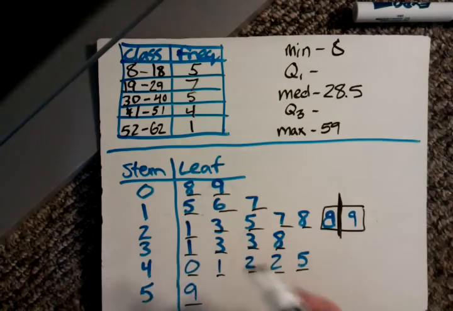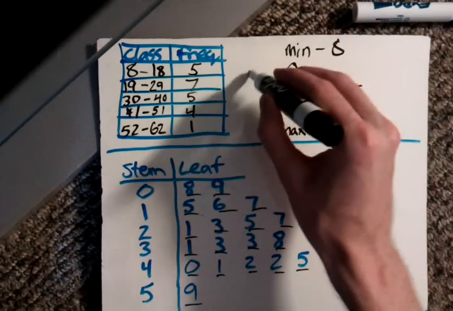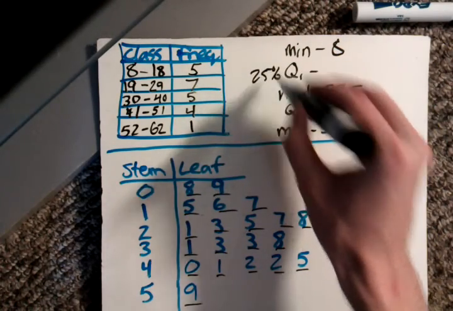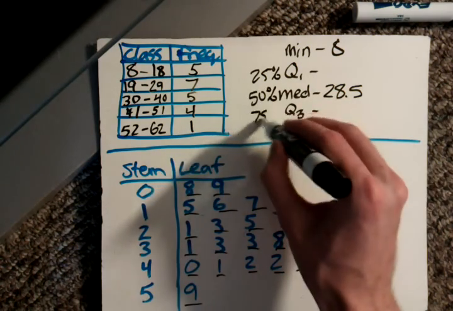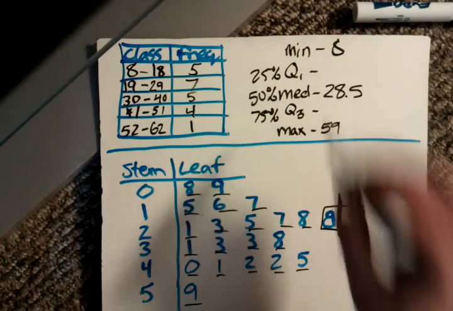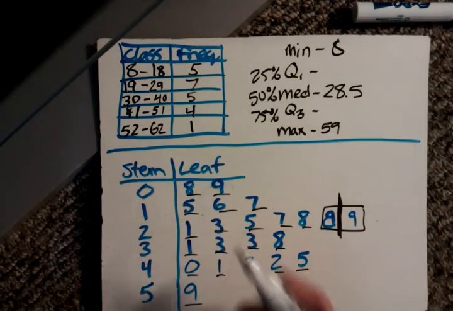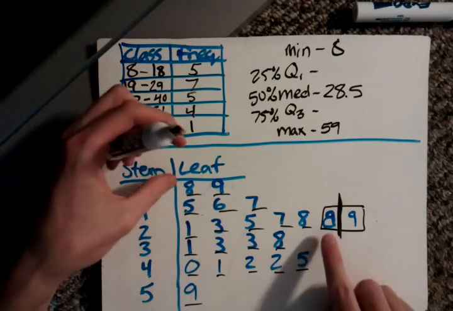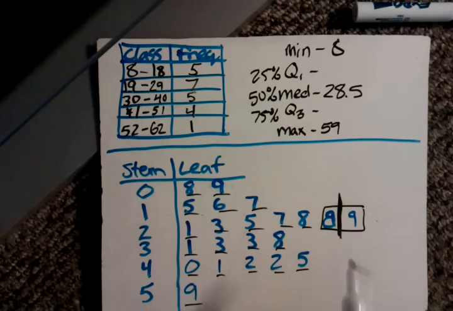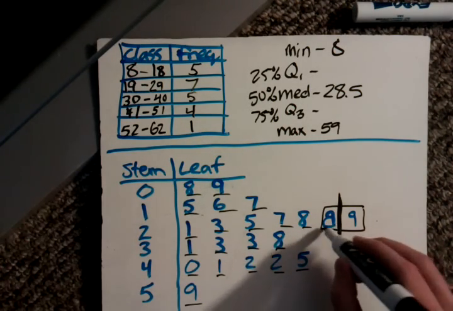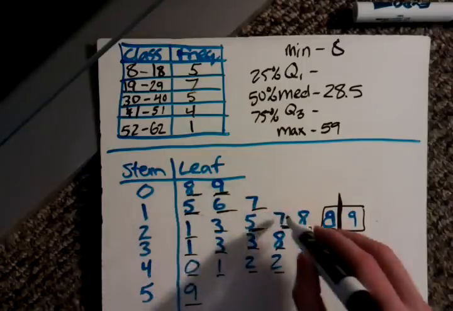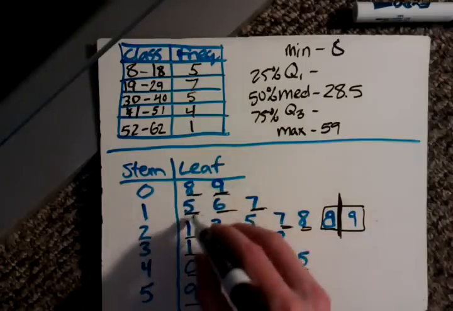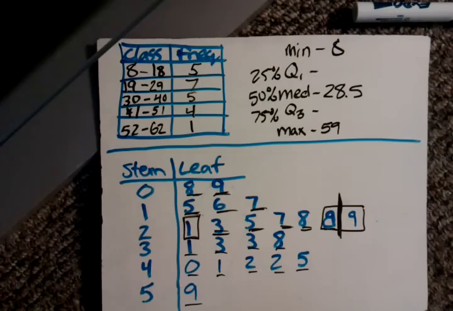And then Q1 represents 25% of the data. The median is of course 50%, and Q3 would be 75%. Q represents quartile, which means a fourth of the data. So the first quartile will be halfway between these sets of data here. So again, we're going to count 1, 2, 3, 4. 1, 2, 3, 4, 5, 6. Looks like the first quartile will be at 21.